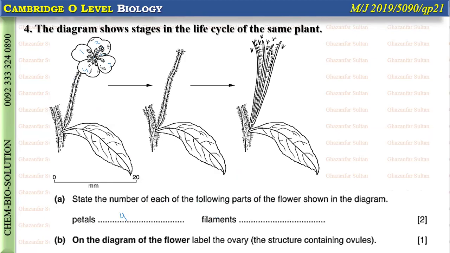So in its surrounding, there would be stamen. 1, 2, 3, 4, 5, 6, 7, and 8. So there are 8 filaments. And this is the stigma. Remember that this is stigma, but actually it is not asked.